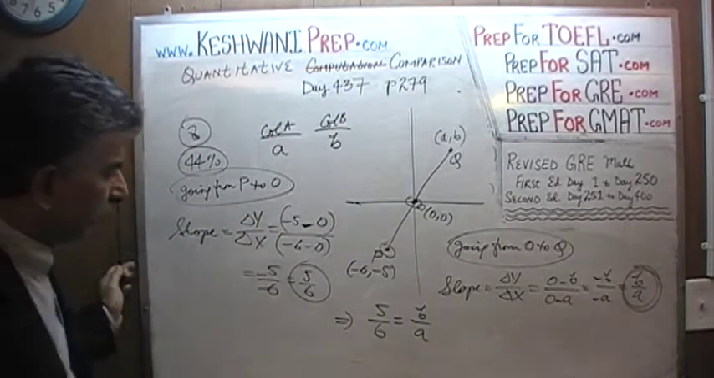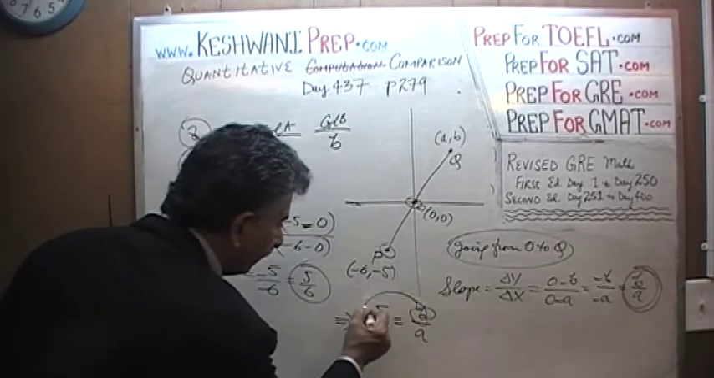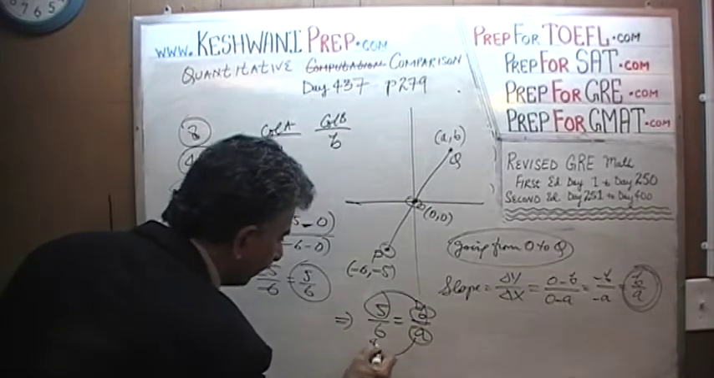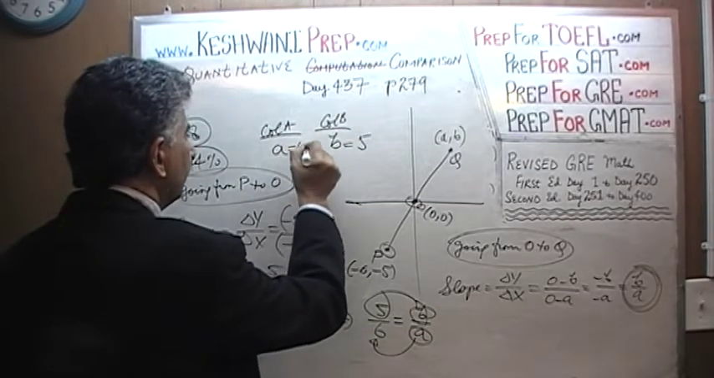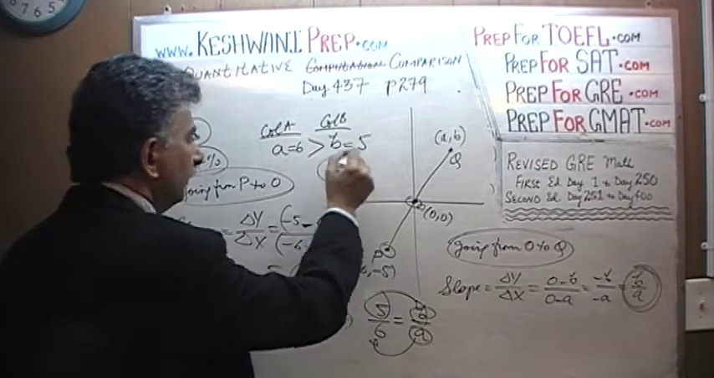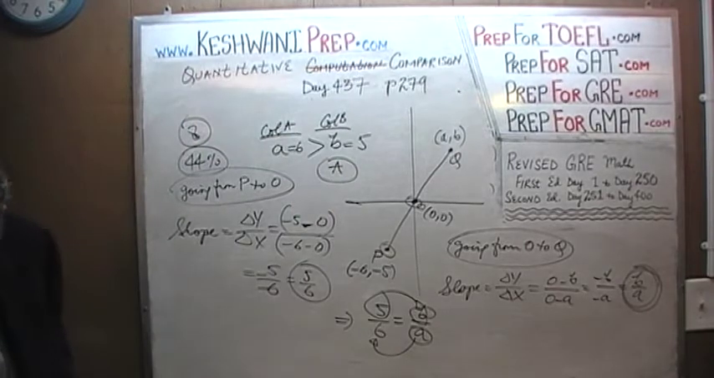So there you go. Our b is equal to 5 and our a is equal to 6, and therefore A is bigger. The answer is A.